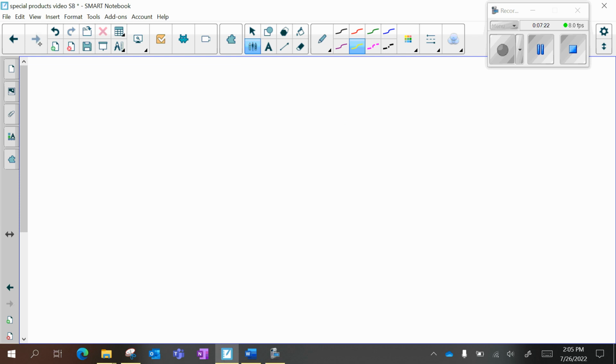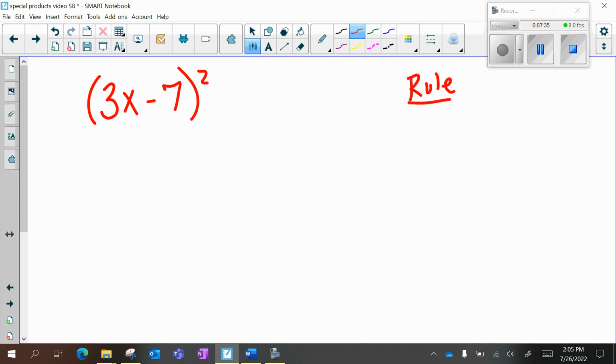So here we go. If I have something like 3x minus 7 squared, I'm going to write down my rule that we essentially just created on the side. A minus b squared is a squared minus 2ab plus b squared. And if you can memorize that, it's just going to make this a lot easier.